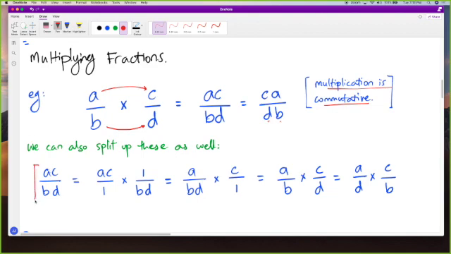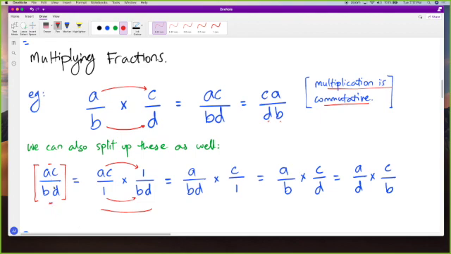You can see that we have the answer here, AC over BD, yeah? We could split this up in so many different ways. Look at this first way. I could split this up to be AC over 1 multiplied by 1 over BD. You all agree with this first one here? Yes, sir. Because if you look at the multiplication of fractions, AC times 1 will give me AC, and 1 times BD will give me BD.